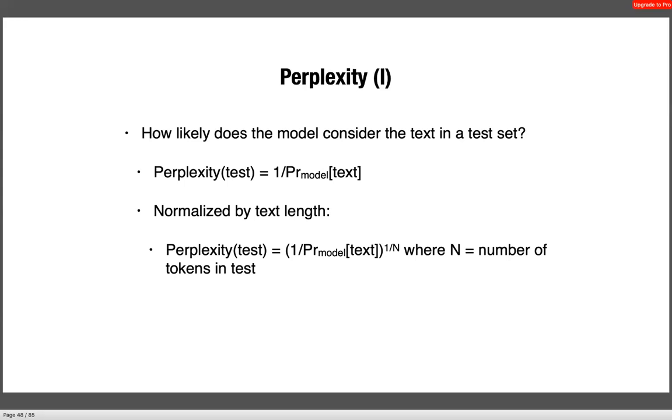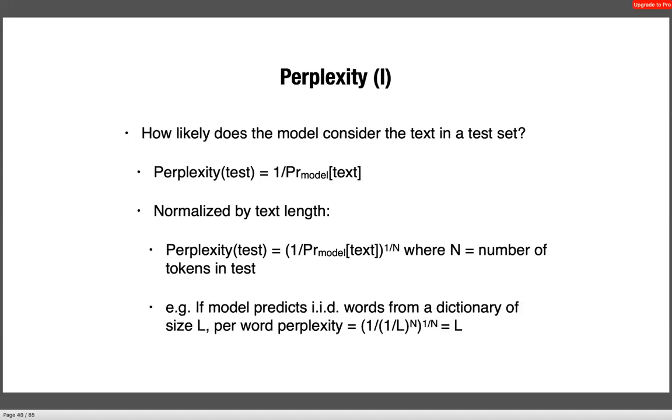Why should I normalize by this root n? Okay, so think of the following setting. You consider a sequence of n words, where at each position, you're going to choose IID from a dictionary of size L. Then for any test set, according to my measure of perplexity, which is this, what would the perplexity evaluate to? It would be 1 by L to the power n, because recall, I have the sequence of n words.